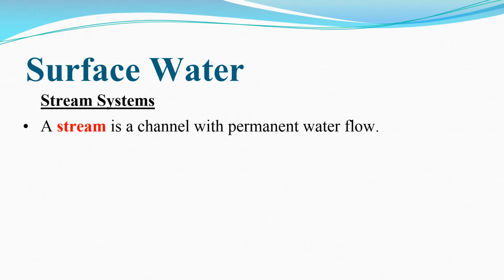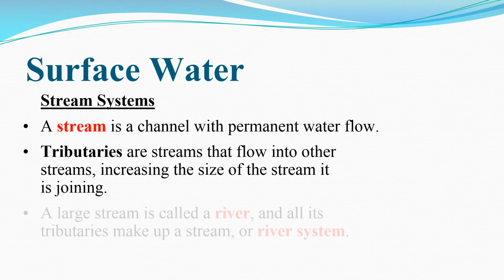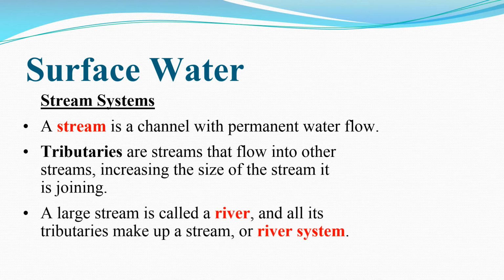So what about streams? Well, a stream is a channel with a permanent water flow. Tributaries are streams that flow into other streams, increasing the size of the stream. So this is just a connection channel. A large stream is called a river. People are like, no, a river is just a river. No, it's really just a large stream.